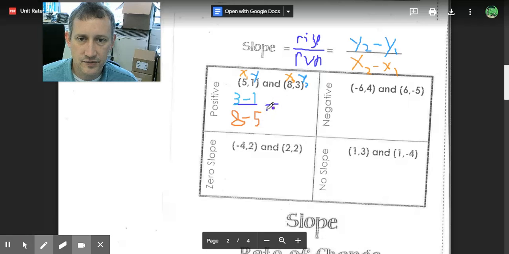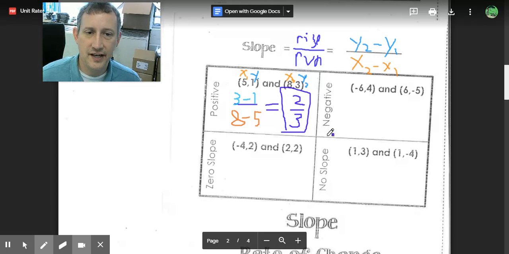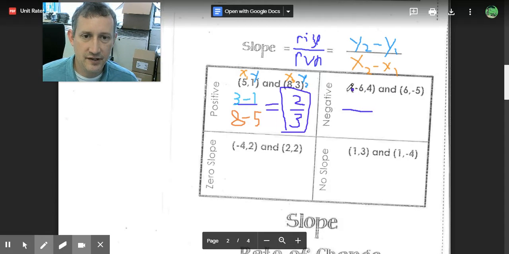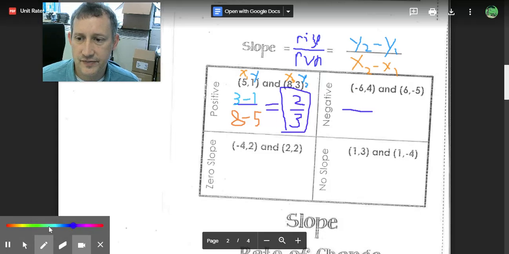And that's going to equal 2 over 3. Is that what you got? 2 over 3? And it's positive. Yay! All right, now for this one, we're going to go ahead and do the same thing, but we're going to end up with a negative number.